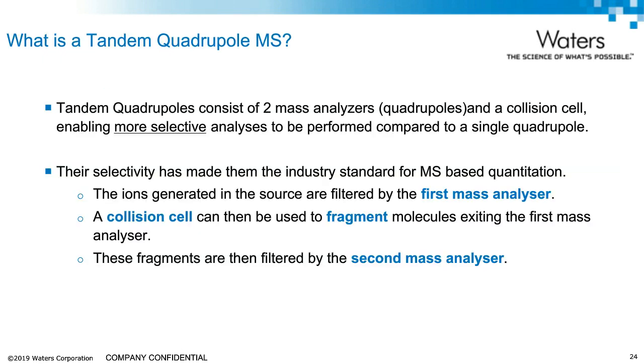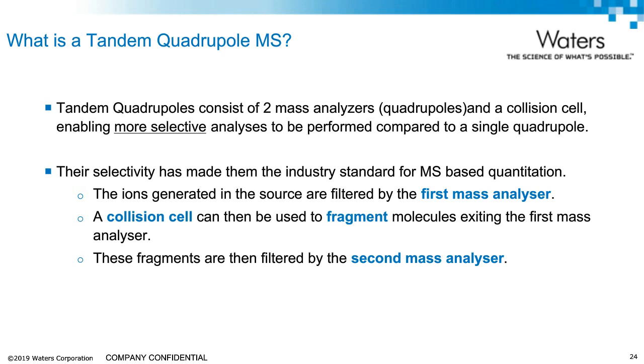By aligning two quadrupoles separated by a collision cell, a user can run the same scanning and SIR experiments that were run on a single quad system, but also, more importantly, run a number of more selective MS-MS experiments. These tandem quad systems are the industry standard for quantification, typically using the MRM experiment mentioned prior. We will go into more detail on these experiments in a few slides.